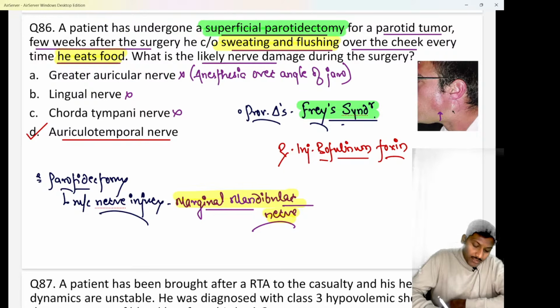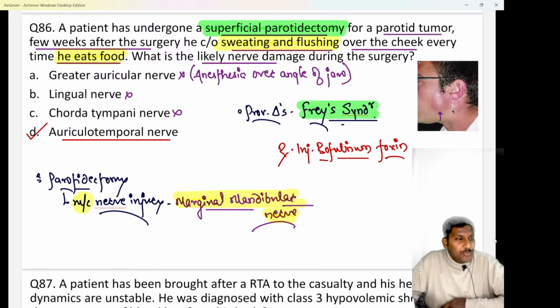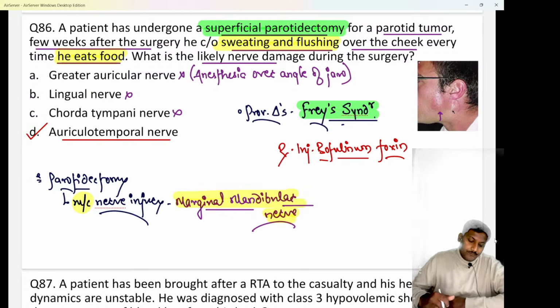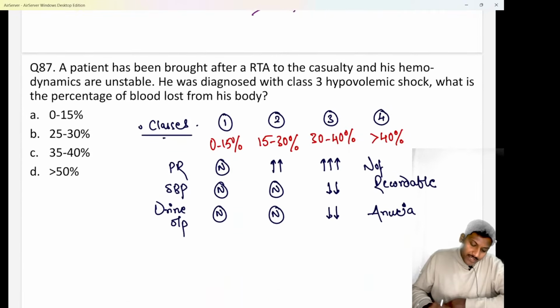That is important. The most common nerve injury during a parotidectomy surgery is the marginal mandibular nerve. That has to be kept in mind. Done with this. Next is a question, that is question number 87.